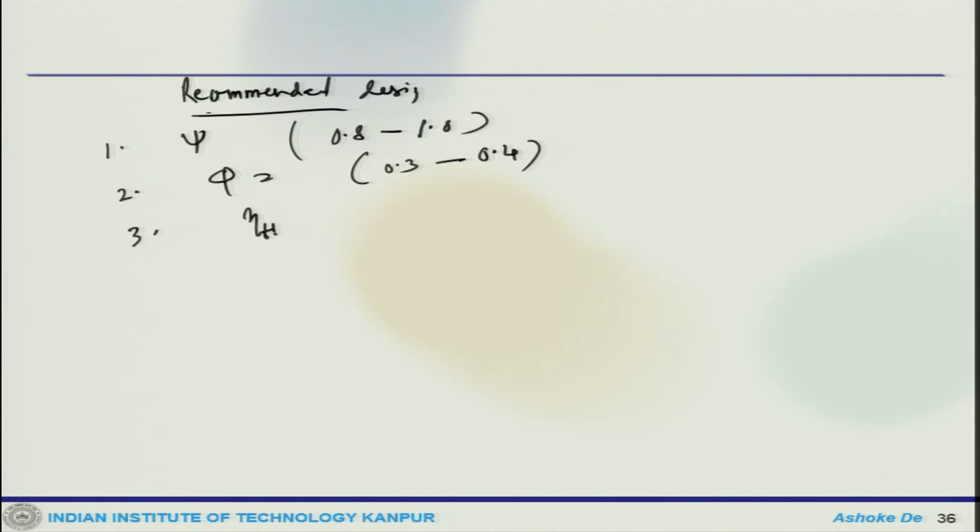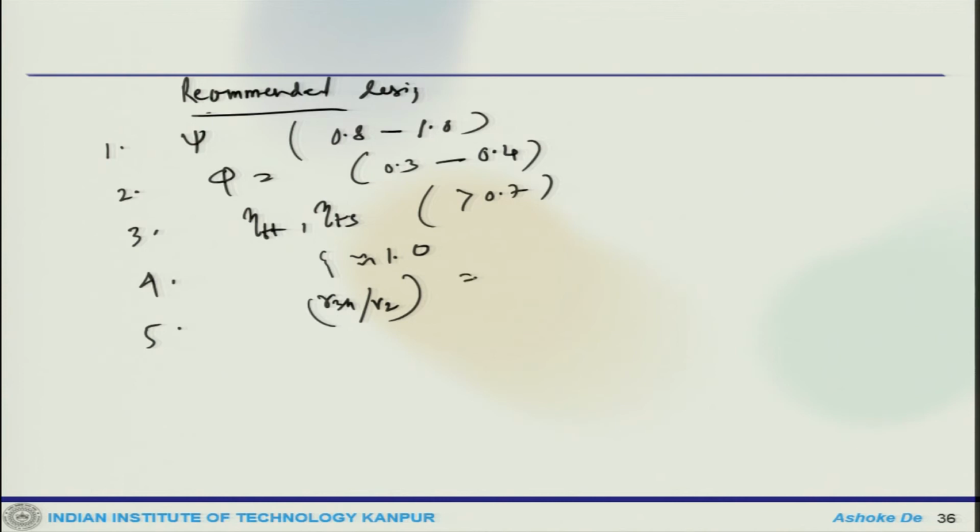So, based on the design, first you need to calculate the stage loading, which would be in the range of 0.8 to 1. Then you can design some flow coefficient, which would be in the range of 0.3 to 0.4. Then the total-to-total and total-to-static efficiencies would be greater than 0.7. You have velocity ratio, which would be close to 1. Then the ratio between hub and inlet radius would also be in the range of 0.25 to 0.35.